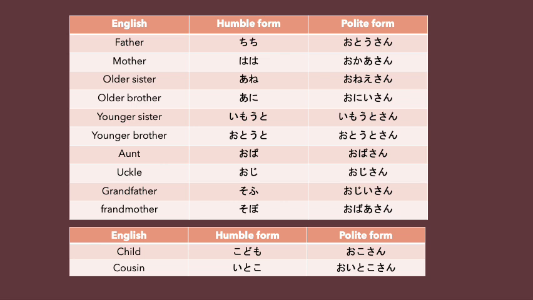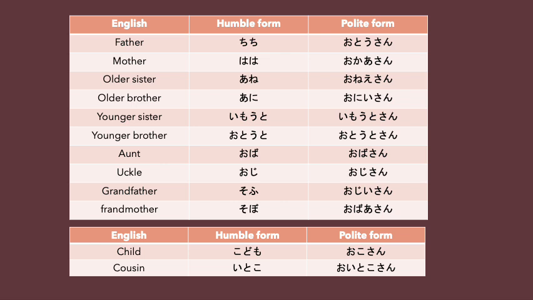There are two groups of kinship terms in Japanese. One is humble form, the other one is polite form. Humble form is the form that you would use when you're talking about your family members to the person outside the family. Polite form, on the other hand, you use it when you talk about other people's family members. So humble forms, as you can see, are shorter, polite forms usually have o at the beginning and san at the end.